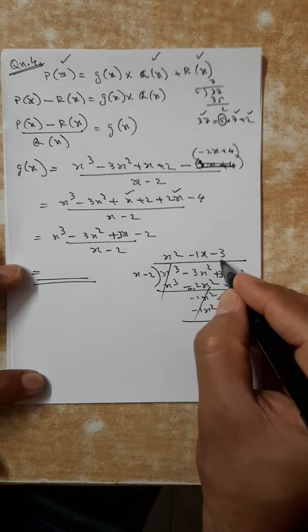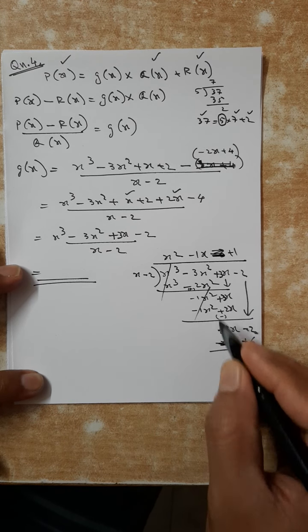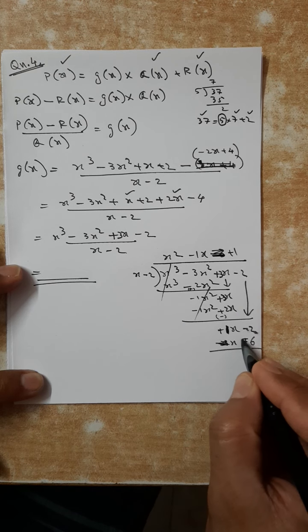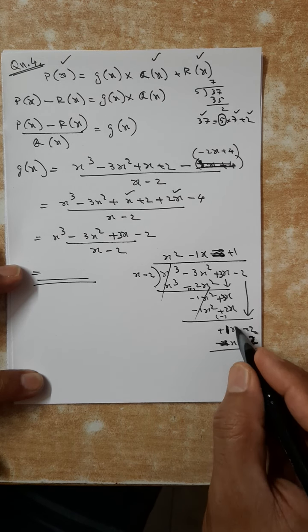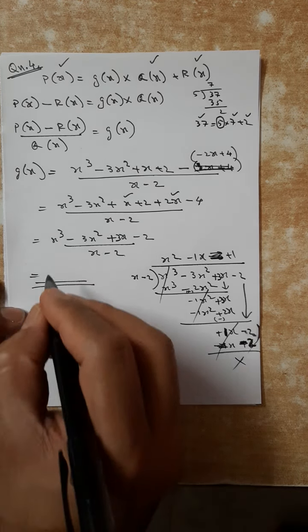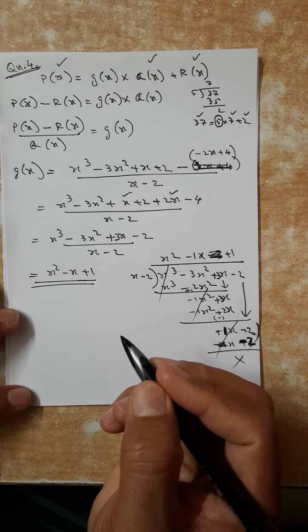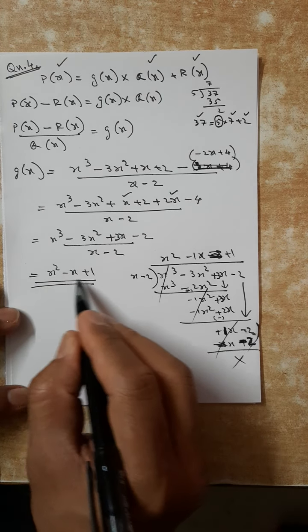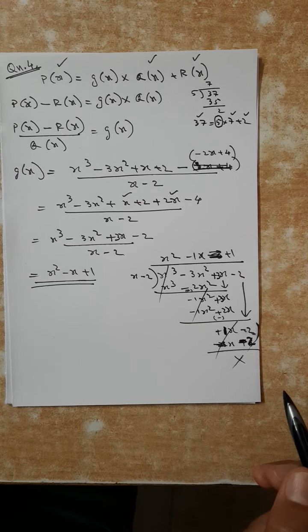1x, bringing this one. In order to get x, we will multiply with the plus 1. 1 into x, 1 into minus 2, minus 2. So both are getting cancelled. So we are getting x square minus x plus 1. g of x is going to be this one. I hope it is clear.